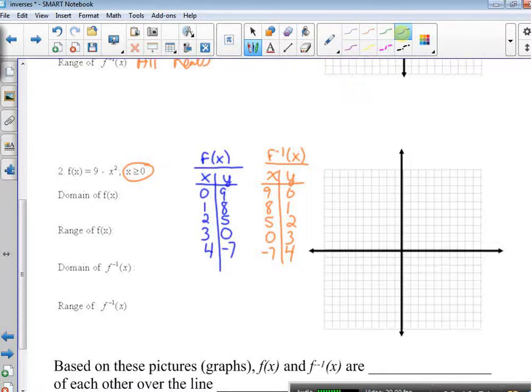All right, so graphing the first one, 0, 1, 2, 3, 4, 5, 6, 7, 8, 9. x and y. 1, 8, 2, 5, 3, 0, 4, negative 7. You should recognize this and know that this is going to be a parabola that, if we were to do the whole thing, would be opening down because of the negative x squared. But we're only going to be looking at this part of it, the right-hand side.